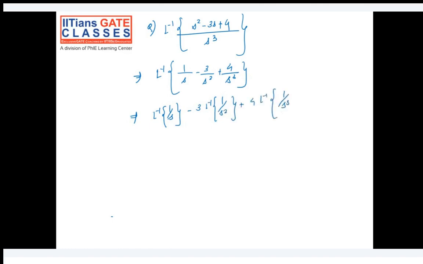Okay, linearity property. Inverse Laplace of 1 upon s is 1. Inverse Laplace of 1 upon s square is t. And plus 4 times inverse Laplace of 1 upon s cube is t square by 2. So it is 2t square. Is that clear to you all? Very simple question.